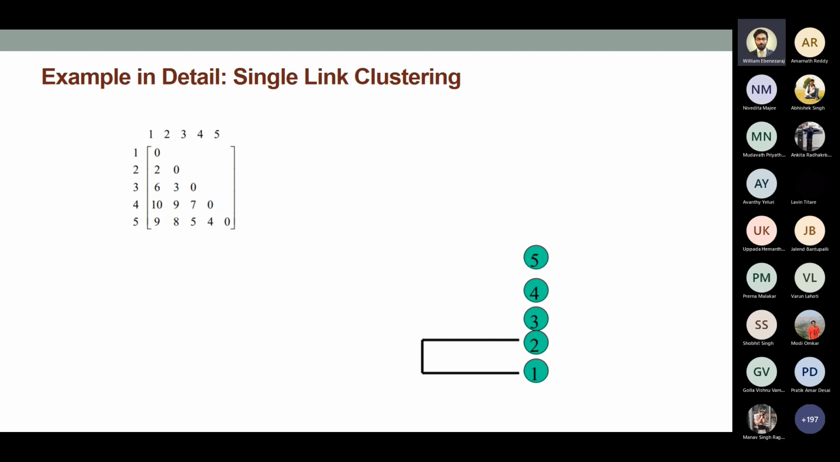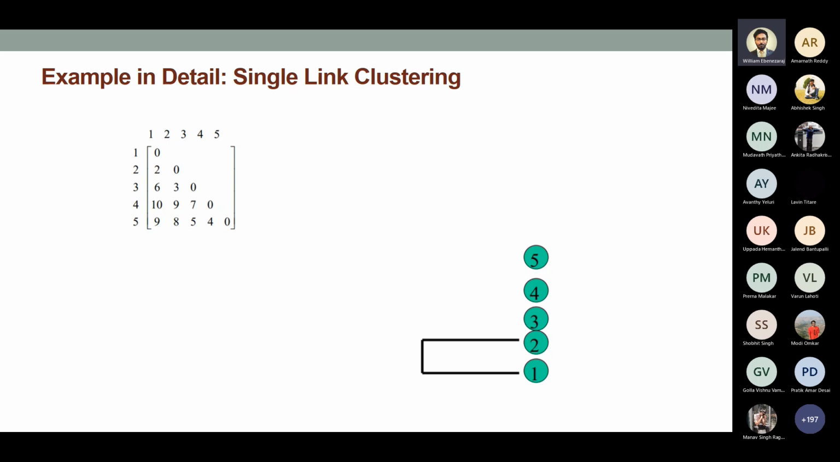Three. It's 3. Okay, why are you saying 3? So the supernode 1, 2, I mean 1 and 2, has distances 6 and 3. So single link will take the closest point.